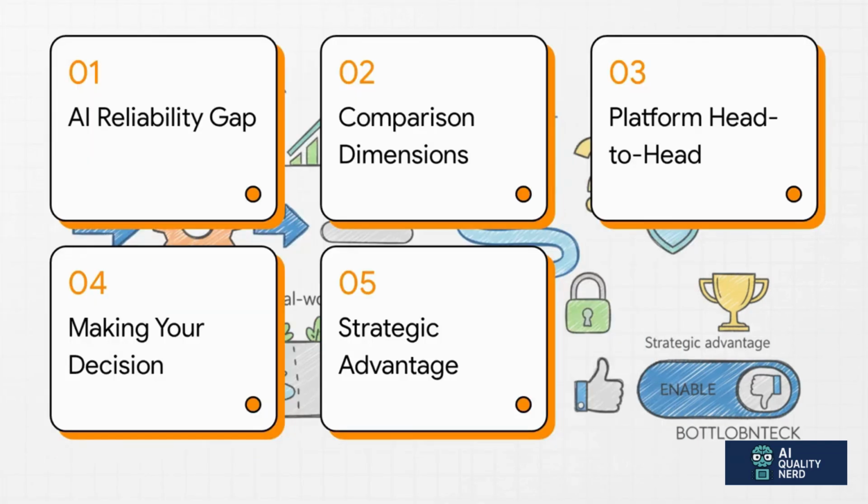And here's how we're going to guide you through it. We've set this up like a decision funnel. We'll start by really understanding the AI reliability gap. Then we'll lay out the core dimensions you need to compare. We'll put the top platforms head-to-head, give you a solid framework for making your own choice, and then we'll wrap up with why this all gives you a serious strategic advantage.